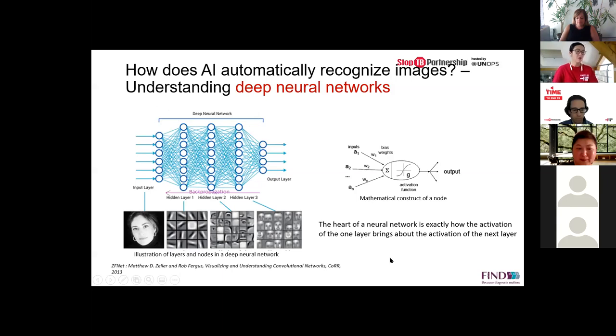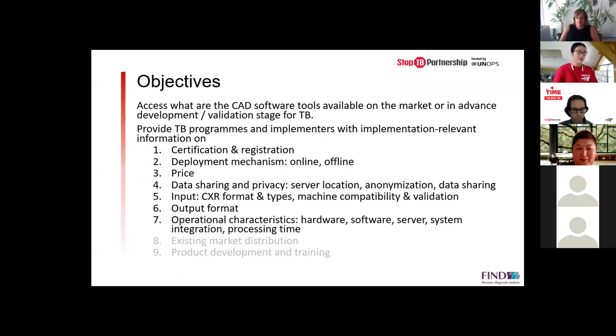learning. So I will not go into the details of how CAD is constructed, because any commercial software will not reveal how the development is made; it is a fiercely guarded business secret. However, for this project, what we would like to do is to assess what CAD commercial software is available or will soon be available, and provide TB programs and implementers with the information that is relevant for implementation.